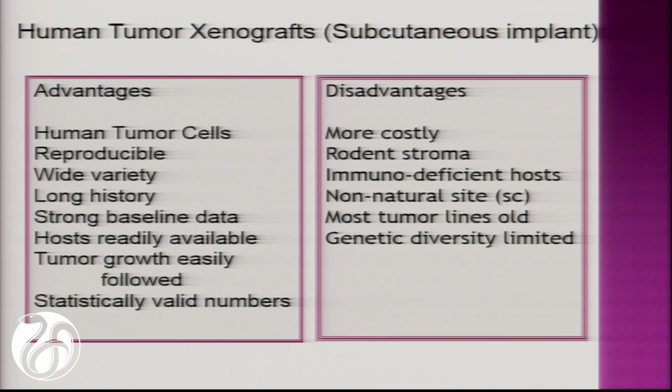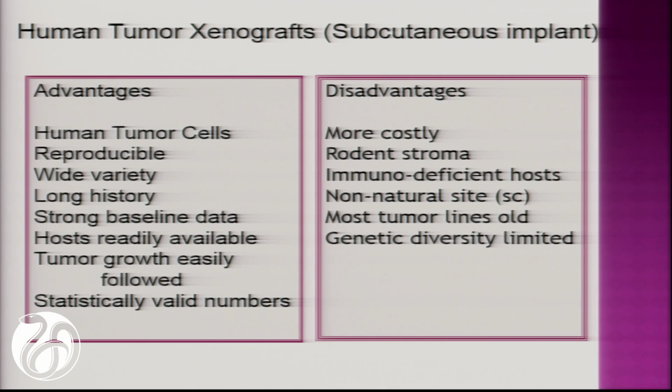These are well-known lines by those of us who work as experimentalists in this area. The hosts are readily available. The tumors grow easily, and the growth can be followed easily because they are implanted subcutaneously for the most part, and statistically valid numbers can be achieved. The disadvantages are that they are more costly than the syngeneic models. These are usually either nude mice or SCID mice.